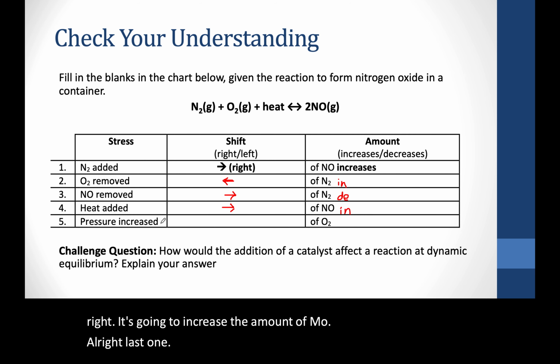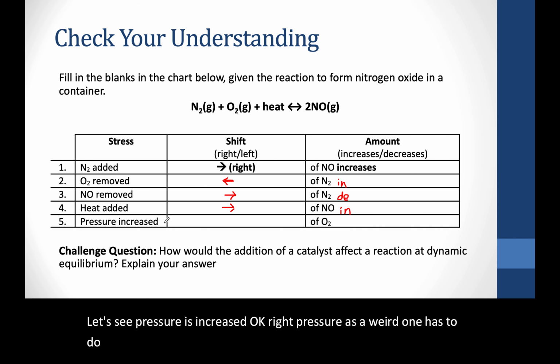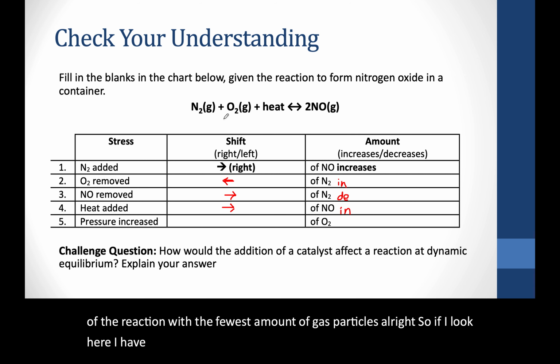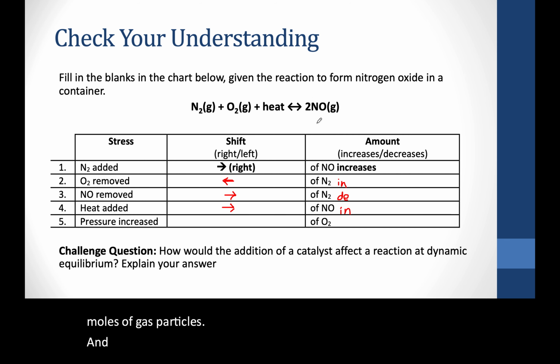Let's see. Pressure is increased. Okay, right. Pressure. That's a weird one. That has to do with gases. If we increase the pressure, it's going to favor the side of the reaction with the fewest amount of gas particles. All right, so if I look here, I have 1 mole of N2 and 1 mole of O2, so that's 2 moles of gas particles. And then over here I have 2 moles of gas particles.